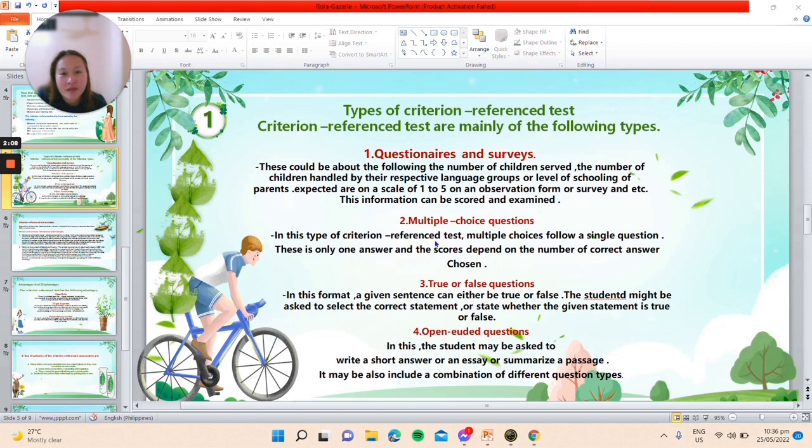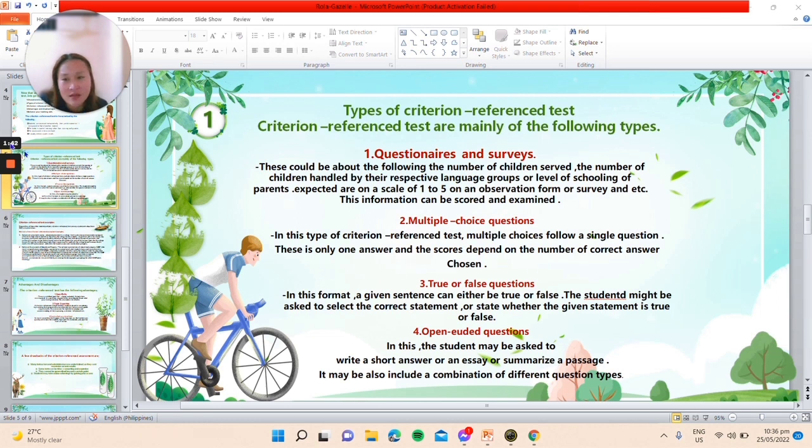And number 2, multiple choice questions. In this type of criterion reference test, multiple choices follow a single question. There is only one answer, and the score depends on the number of correct answers chosen. Number 3, true or false questions. In this format, a given sentence can either be true or false.